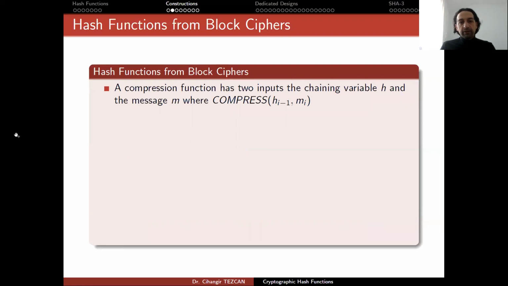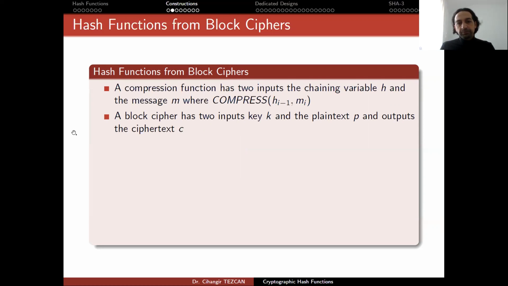So how does it work? A compression function has two inputs, the chaining variable h and the message m, where the compression function takes these values and compresses them. This is the idea, because we already mentioned that a hash function has an input of variable size, but the output has a fixed size. For this reason, you need a compression function. A block cipher has two inputs, key and the plaintext, and outputs the ciphertext.